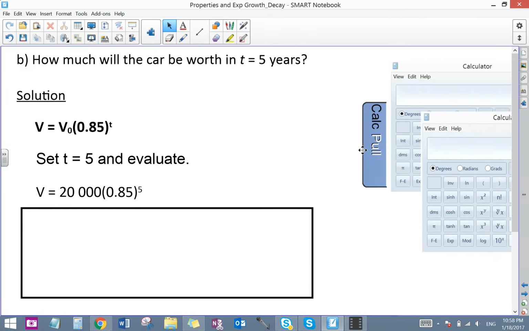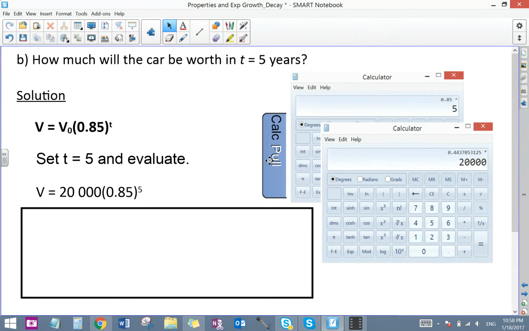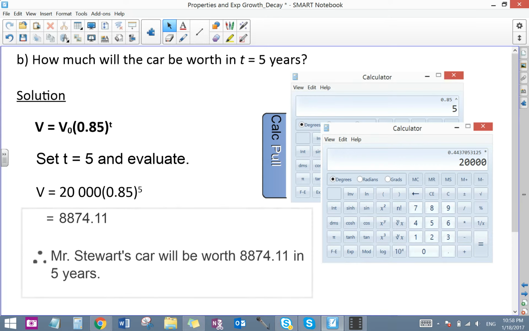So I'll show you a couple of screenshots that I have. Notice that my first step here is to work with the power. So 0.85 to the 5. I'll hit equals after that, and you can see I have this long decimal here, and I'll multiply it by the initial value. So that decimal is going to scale the $20,000 down to give us approximately $8,874.11. So amazingly, and perhaps a bit saddening, after 5 years, my $20,000 car, provided it's in decent shape, is going to be worth just under $9,000.